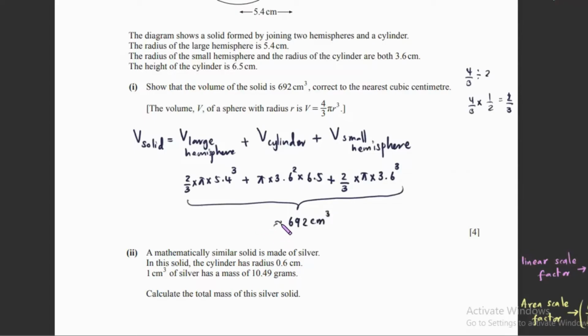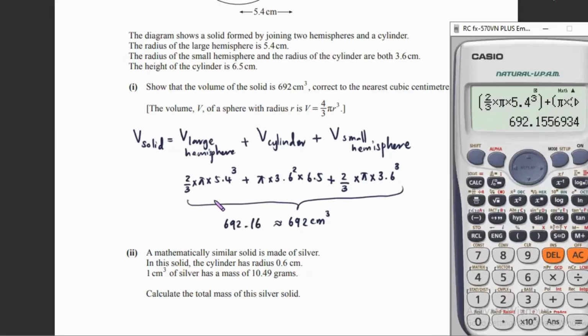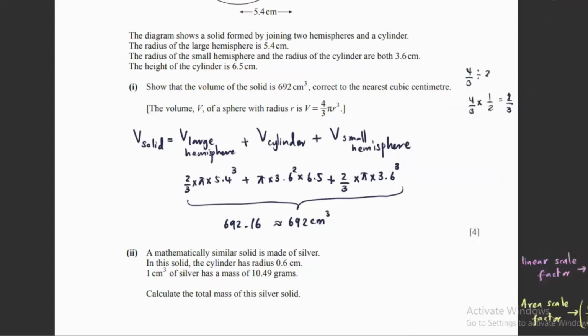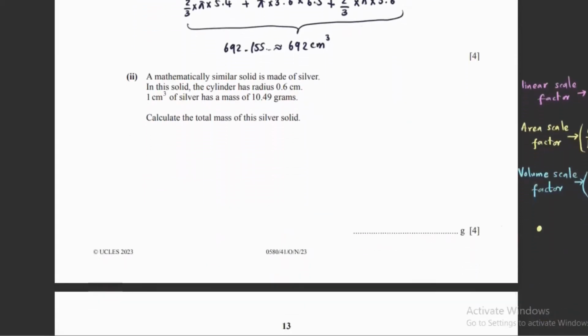So before getting to this answer, the answer that we had was 692 point something. When we round it to 2 decimal places, this is what we will have. So this is what I had, and I had to write it to the nearest cubic centimeter. That is what is mentioned in the question. So it's going to be 692 cubic centimeters. Let's move on to the next question that we have.